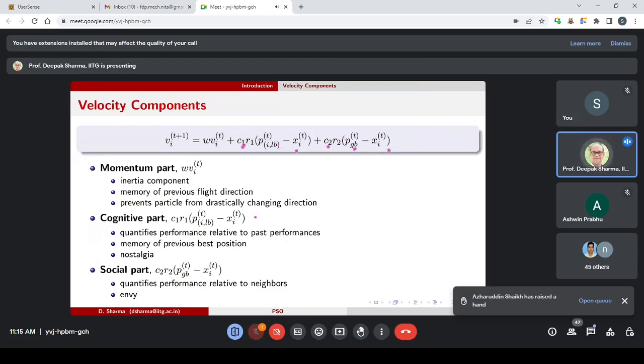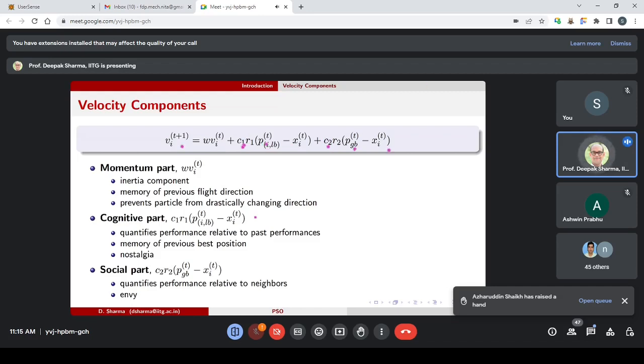So the first part will help me to explore the search space if I take a larger C1 value. The second part will help me to concentrate on the areas where we can expect there will be minima. The larger value of C2 will be helpful. So that is the significance of C1 and C2 here in the velocity term.